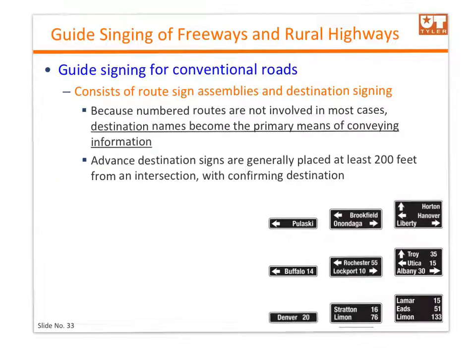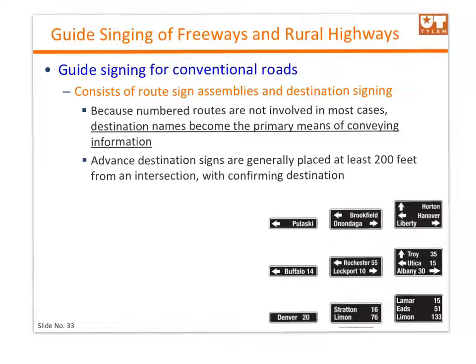Also, the last point to mention in this chapter when it comes to guide signing for conventional roads is that they need to consist of route signs, assemblies, and destination signing. Because numbered routes are not involved in most cases, destination names become the primary means of conveying the information. So again, we don't have numbers all the time, but we need to know what the destination cities are and how far they are from the current location where the driver is.